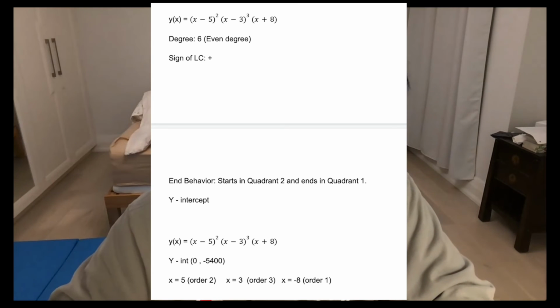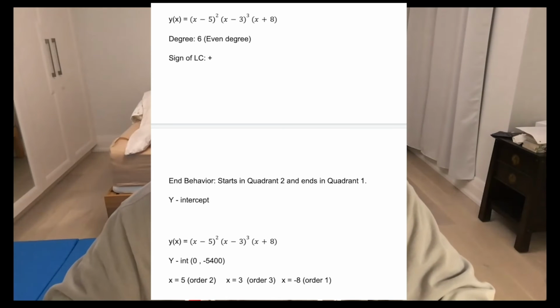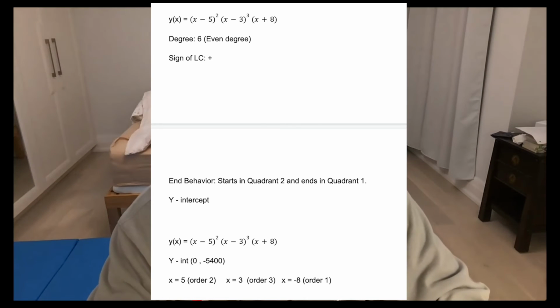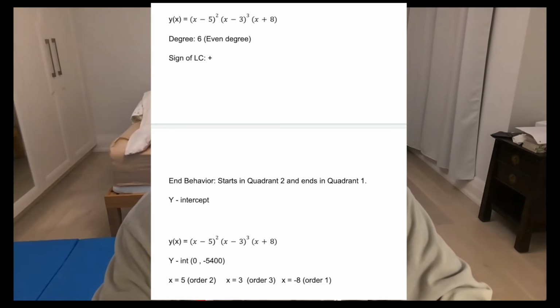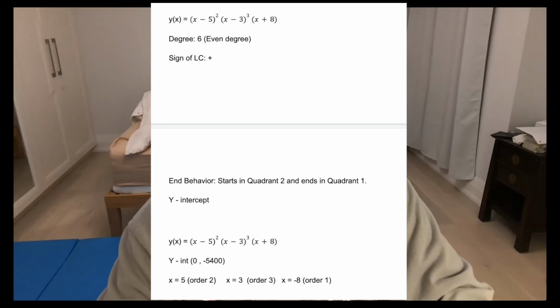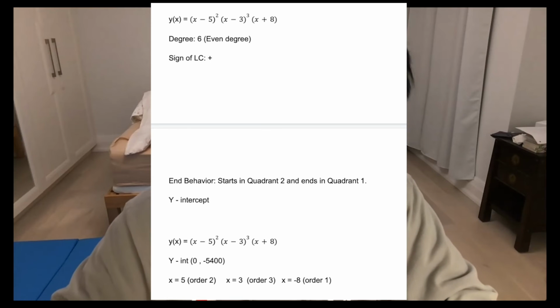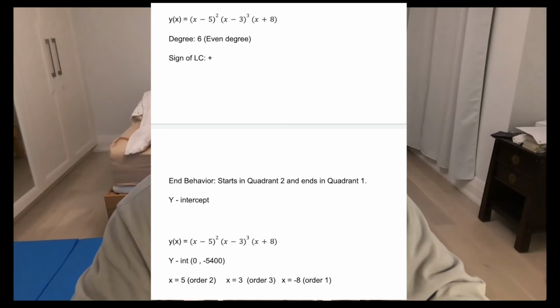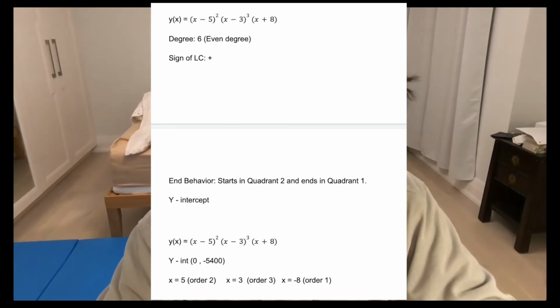Sign of the end behavior. Since the sign of the leading coefficient is positive, and since the degree is even, the polynomial function starts in quadrant 2 and ends in quadrant 1. So that's the end behavior. The y-intercept: we're basically going to plug in 0 for x and solve. I'm going to do that on my calculator. So this is the y-intercept, (0, -5,400).